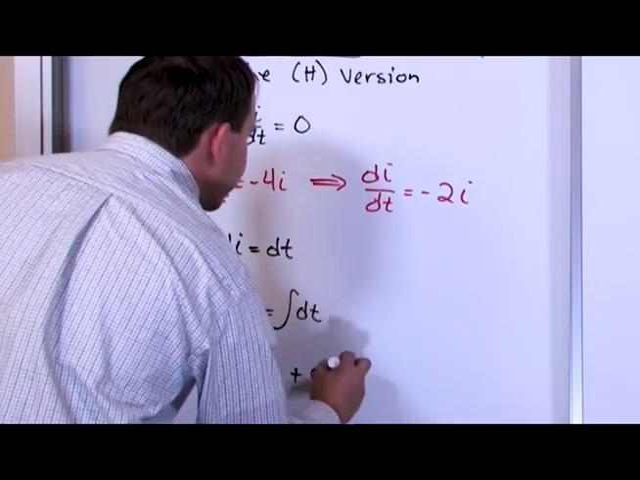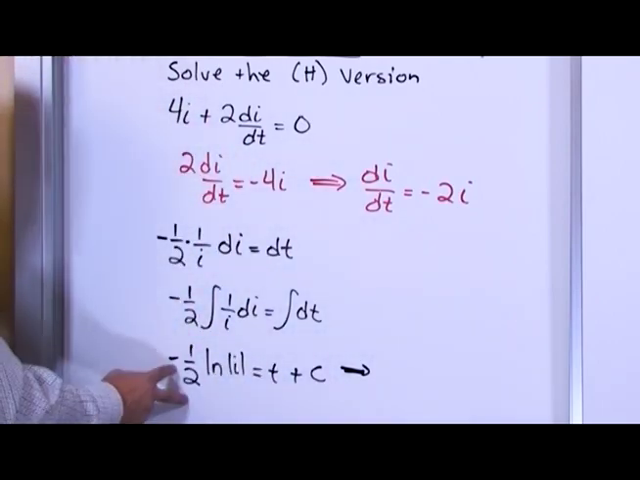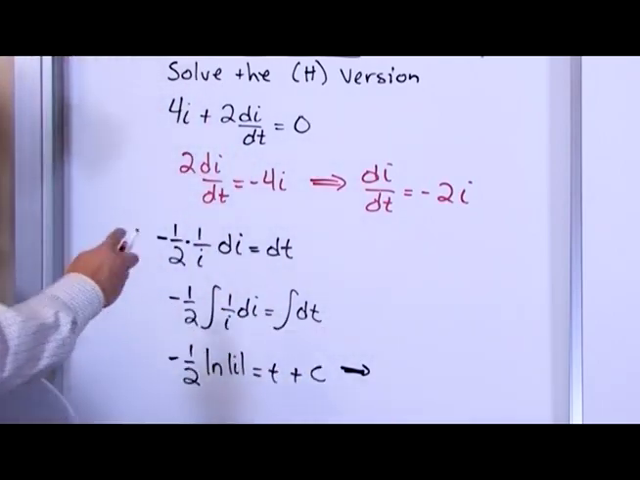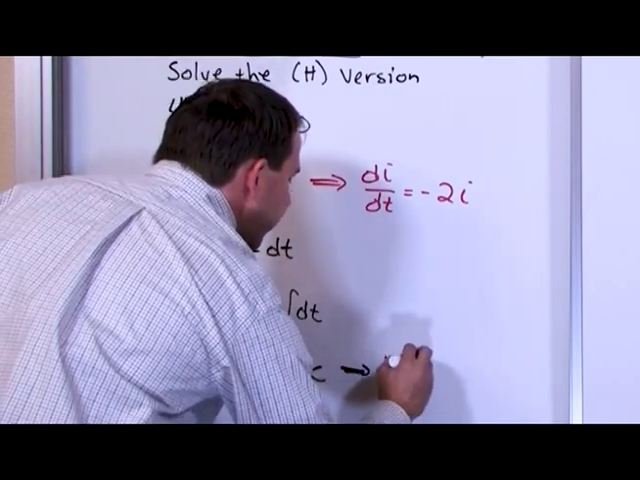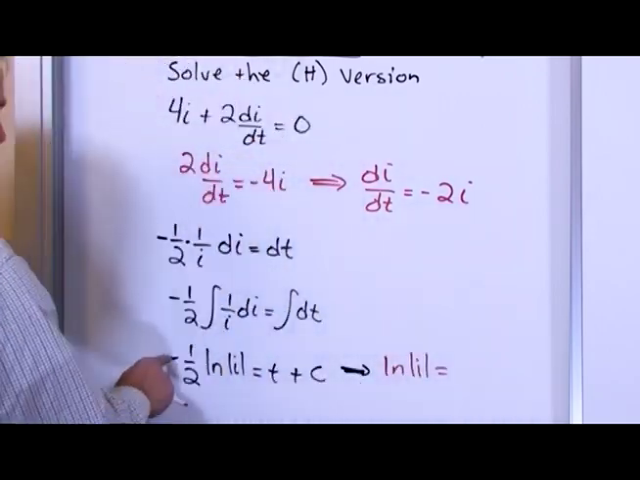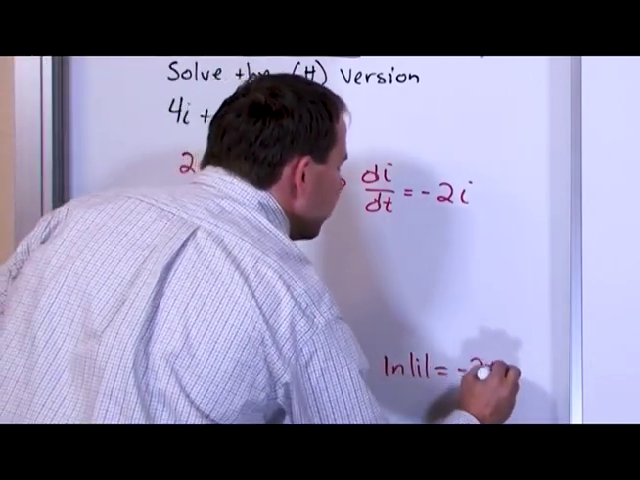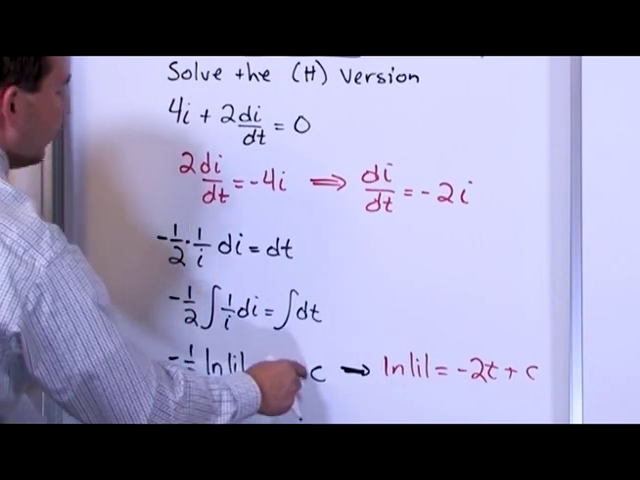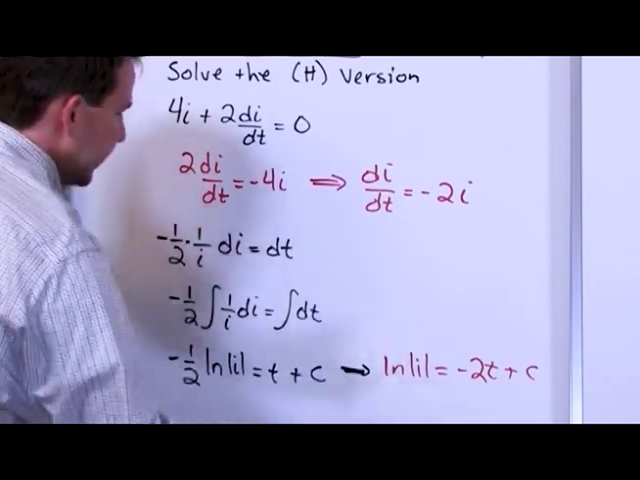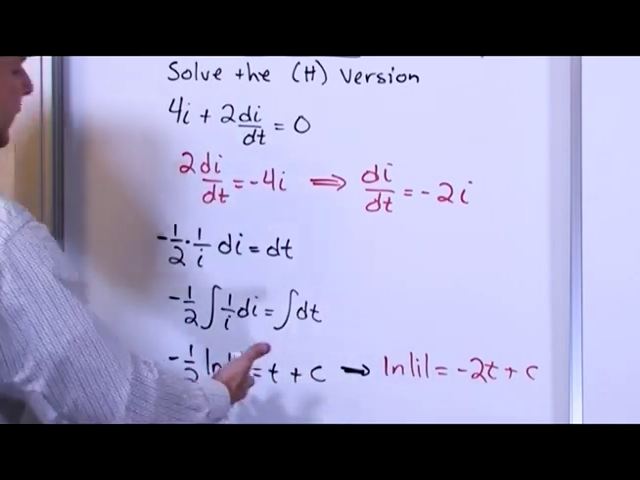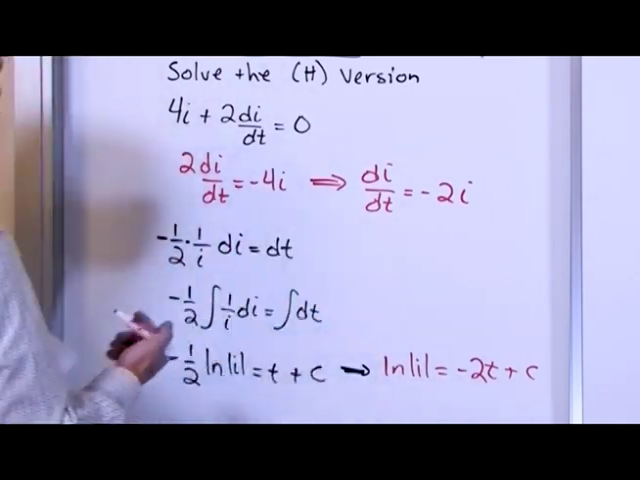And so when I complete jockeying around with this, let me move the 1/2 back over there and get things isolated. I'll have natural log of I is equal to, multiplying by negative 2 over here, negative 2t plus a constant. The reason you don't have 2 times a constant is because you're multiplying a constant by a number. You're just going to get another constant. So anytime you're doing that with these arbitrary constants, you can just forget about the multiplication. It just wraps back up in the constant.